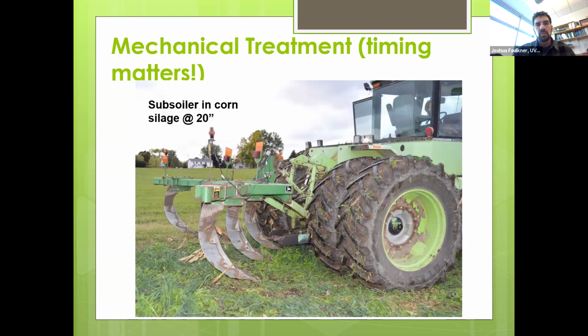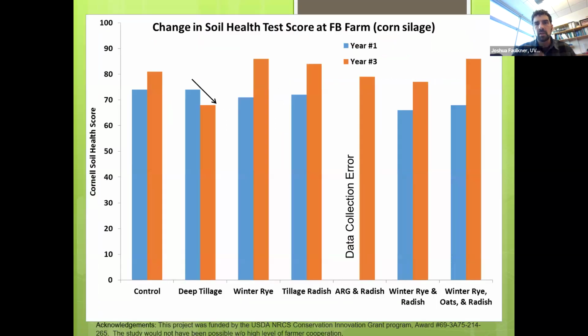So we did this at 20 inches in plots, and we had a little bit of a data collection error here, but I'm showing soil health values from year 1 and year 3, and really the deep tillage treatment was the only treatment where we saw a decrease in the soil health, and we attributed that to inability to alleviate compaction. In every other case, we saw an increase in soil health using the Cornell soil health scoring system, the CASH system.